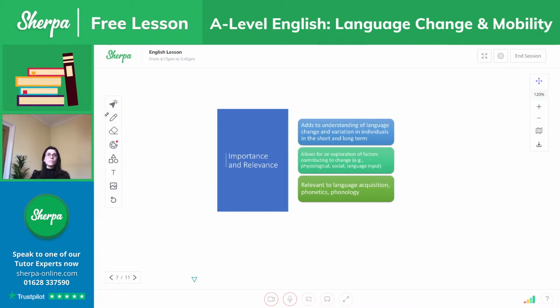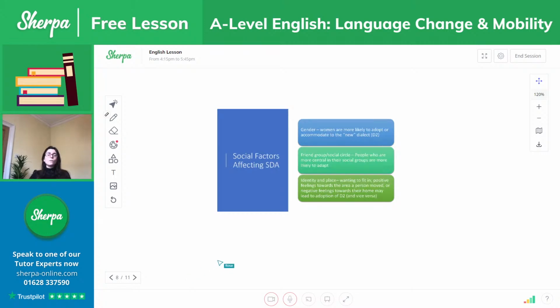But basically what it comes down to is, yes, it gives us a lot of information about what the factors contributing to change are, because these can be relevant to language change and variation in the bigger picture as well. So, as I mentioned, I'm going to be focusing on some of the social factors that can affect second dialect acquisition. So gender is a big one.